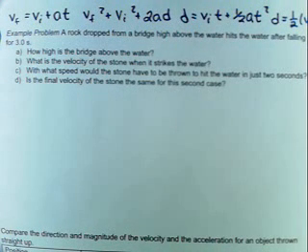So here the problem says a rock dropped from a bridge high above the water hits the water after falling for 3 seconds. And then it asks us how high is the bridge above the water? What is the velocity of the stone when it strikes the water? With what speed would the stone have to be thrown to hit the water in just 2 seconds? And is the final velocity of the stone the same for this second case?